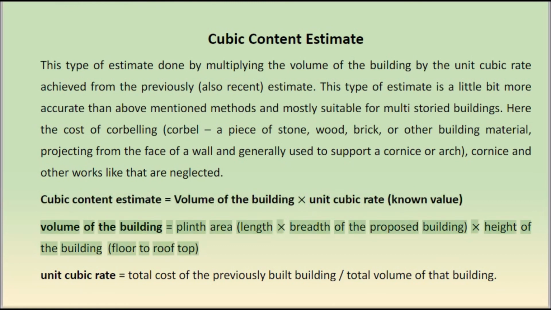Volume of the building equals plinth area, length times breadth of the proposed building, times height of the building, floor to rooftop. Unit cubic rate equals total cost of the previously built building divided by total volume of that building.